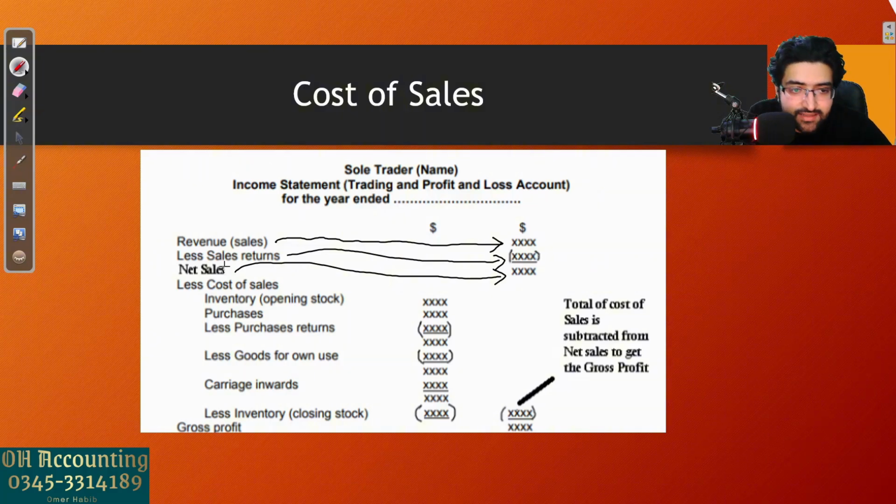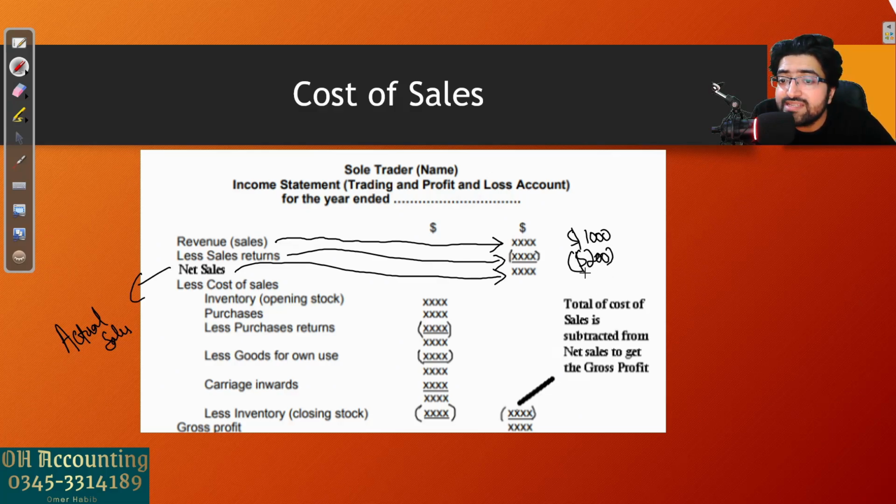What are net sales? Net sales are your actual sales, right? Because these are the goods that you sold. Let's say you sold goods worth $1,000, but your customers returned goods back to you worth $200. So what were your actual sales? Your actual sales were just $800. Okay. So this is what we find, and this is what we have to use in the coming section.